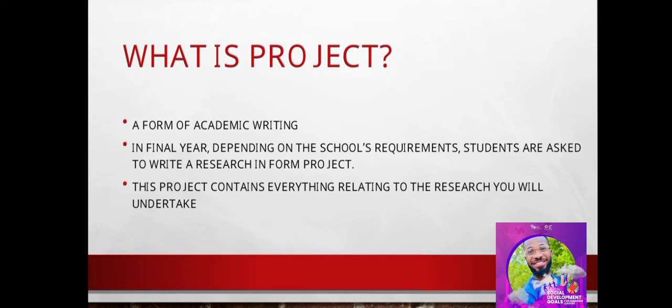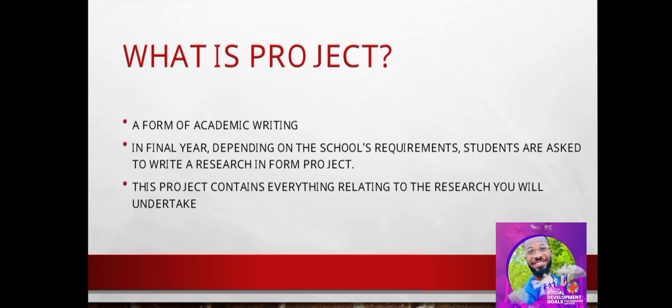What is a project? Now, a project is an academic writing. There are other forms of academic writing. We have research, we have articles, we have preprints, we have medical articles you see on websites like Medscape. We have journal publications, we have seminars, we have conferences, and so many other forms of academic writing. So project writing is a form of academic writing.